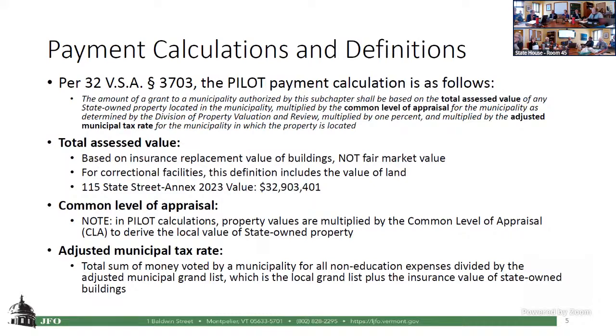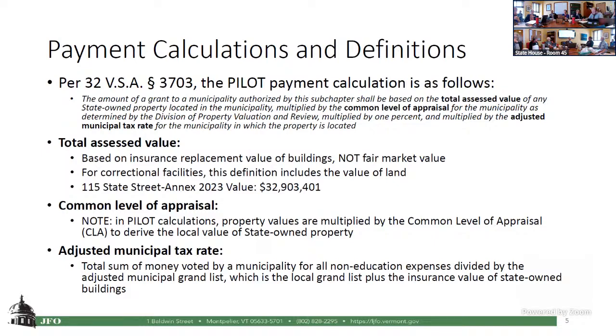And so going straight into how the payment is calculated, the method is outlined in statute. This is 32 VSA 3703. The payment is based on the total assessed value of state-owned property in a municipality multiplied by the CLA, which is different than how the CLA operates for calculating education property taxes. Multiplied by 1% to get the grand list value, and multiplied by the adjusted municipal tax rate for the municipality in which the property is located.